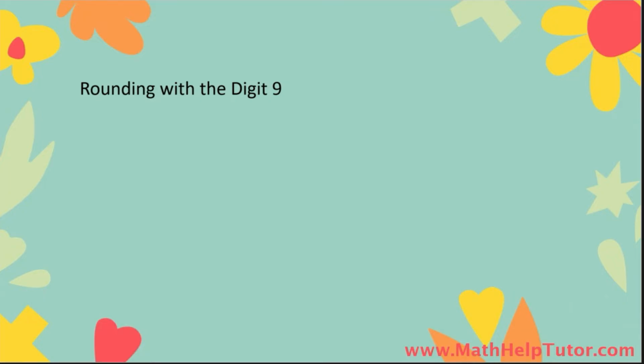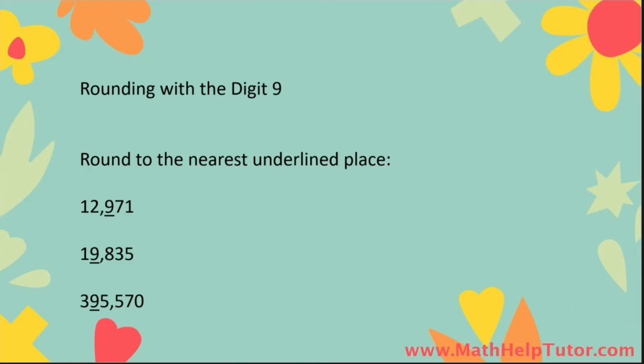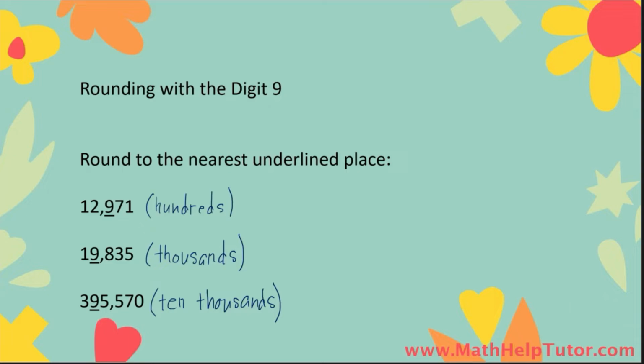Let's try this concept on a few examples. So here we are being asked to round the following numbers to the nearest place of the underlined digits. For the first number, we're being asked to round to the nearest hundreds place. For the next number, the nearest thousands place. And for the last number, the nearest 10,000s place.